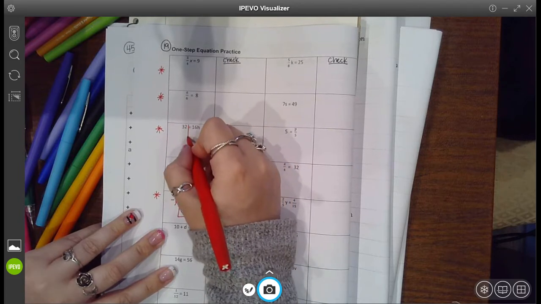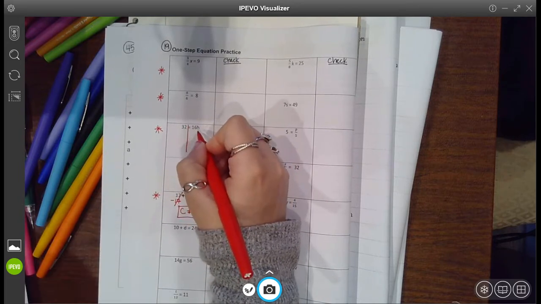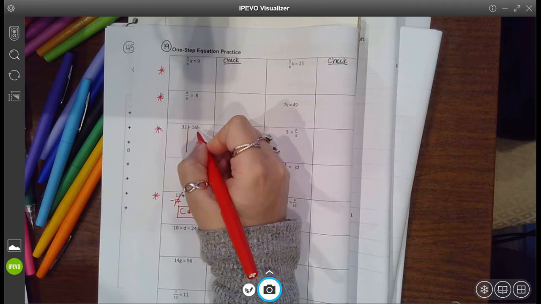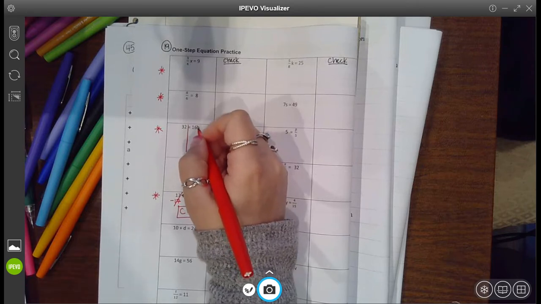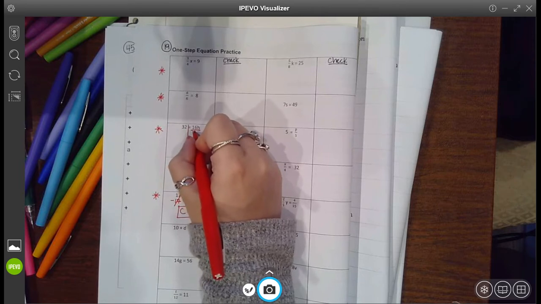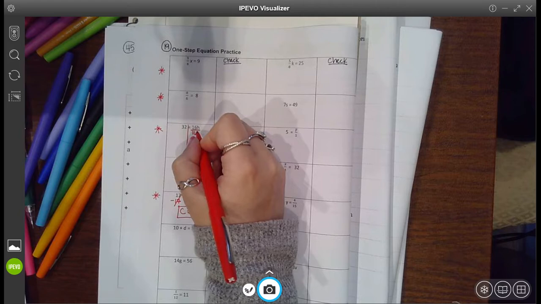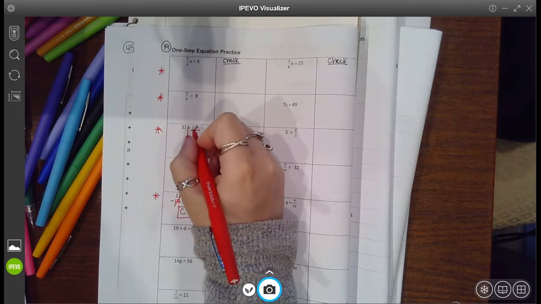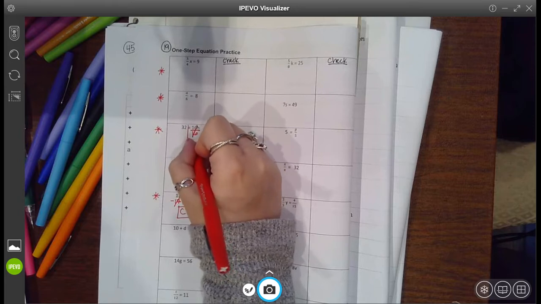This is saying 16 times h. When you have two numbers touching each other with no sign between them, that means that they're being multiplied. So the inverse of multiplying is to divide. Now we do this to get h by itself because 16 divided by 16 is 1. So you have 1 times h, or just h.